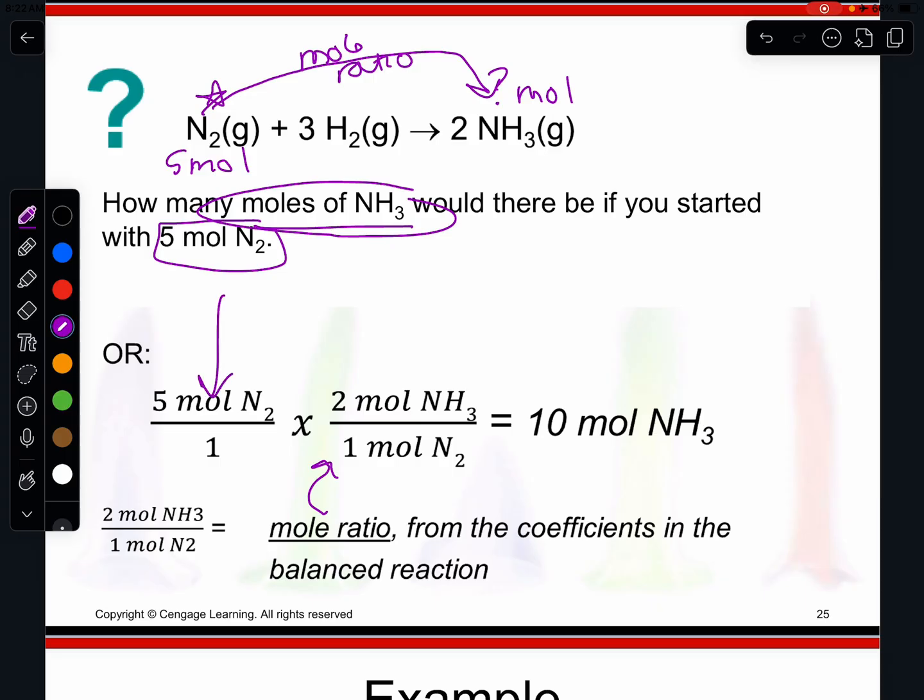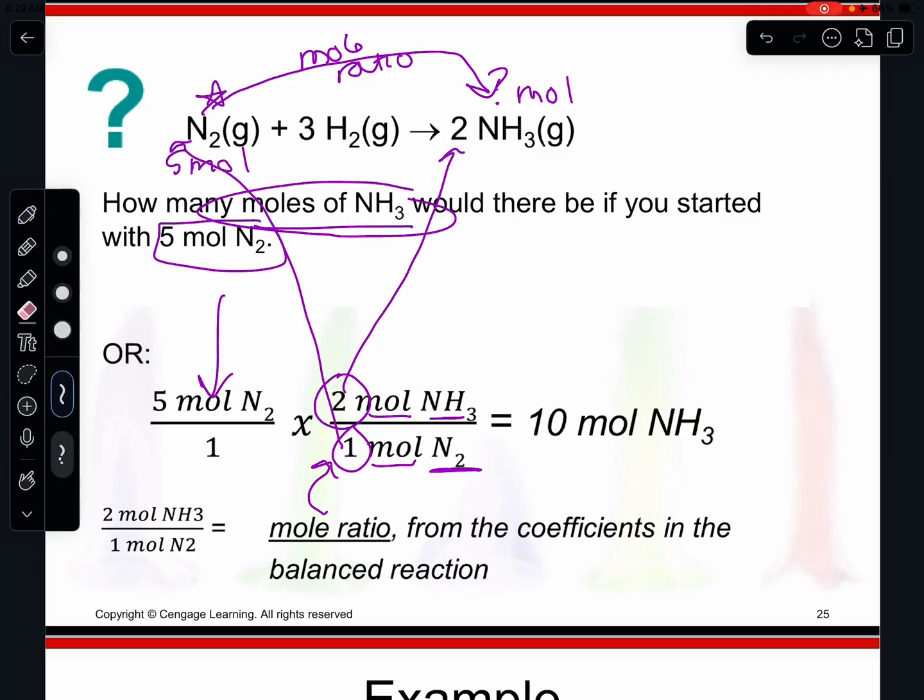We're already in moles, which is nice. We put the unit and now the identifier. You have to have both at this point on the bottom: the unit, which in this case is moles, and the identifier of what you're going to. Again, we get these values from the coefficients. The value in front of the NH3 is a 2, the value in front of the N2 is an assumed 1, and then you can go ahead and solve.